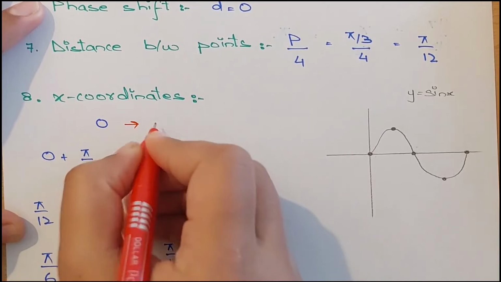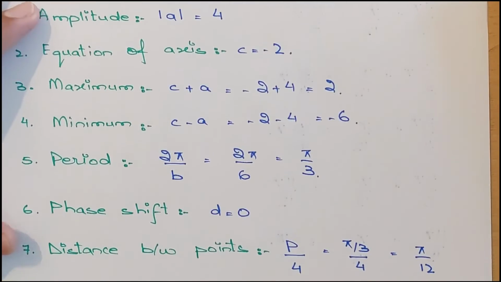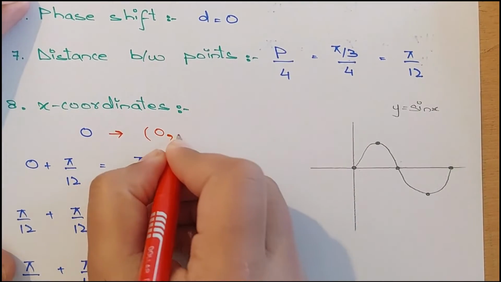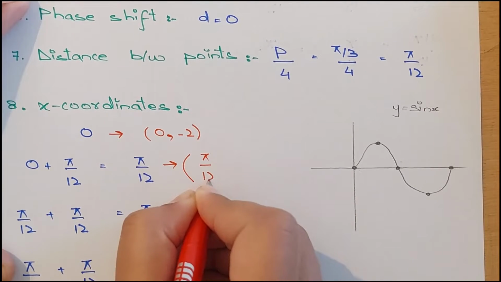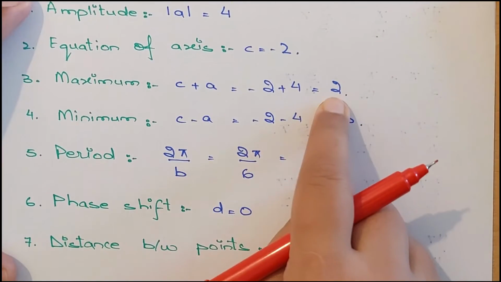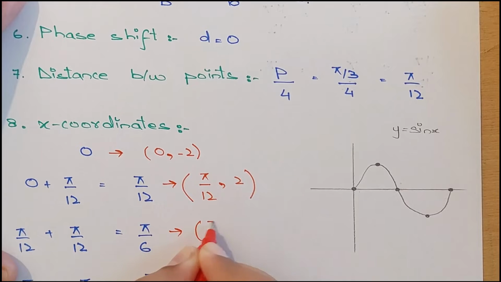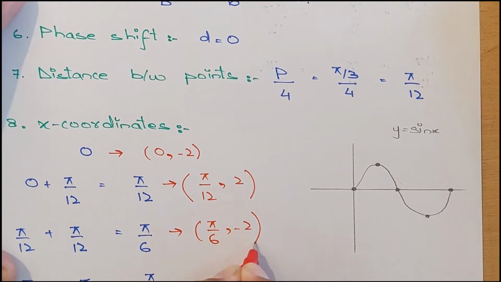So these are the x coordinates, 0, the equation of x is, right? So what is the equation of x is? Negative 2. 0, negative 2. This is pi by 12. And the next y coordinate is the maximum point. So what is the maximum point? This is equal to 2. The maximum point is 2. At pi by 6, the third point is again the equation of x is minus 2.